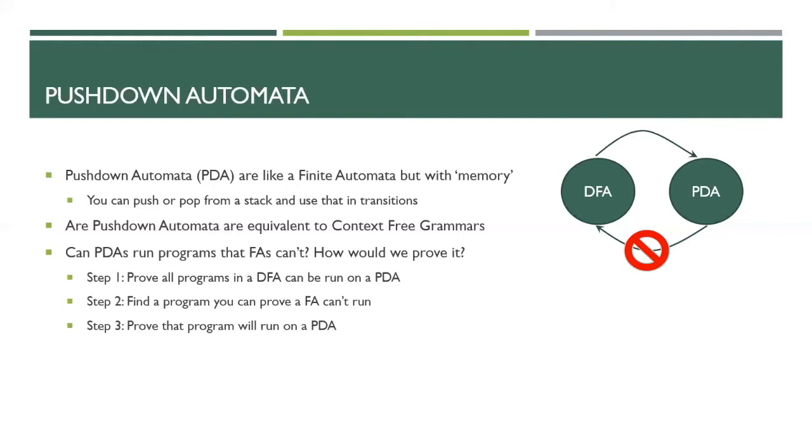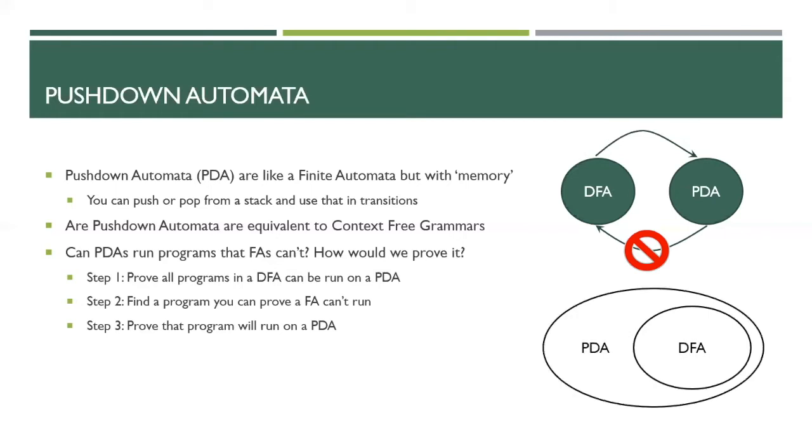Proving that it won't run on an FA was a bit harder, and I'm not going to get into the proof of this, but they were able to show this program can't run on an FA, but here is the PDA version of it. And that therefore shows that a DFA is a subset of a PDA.